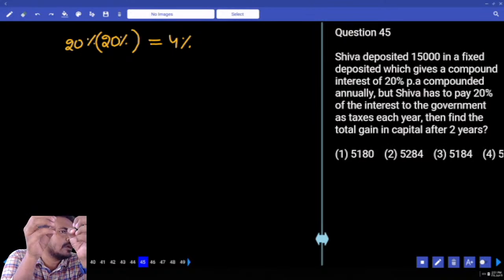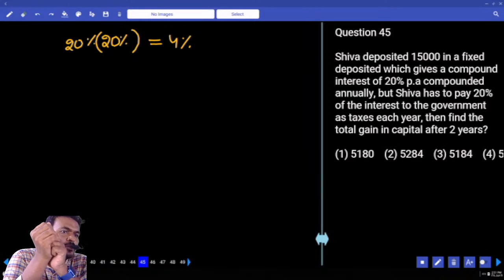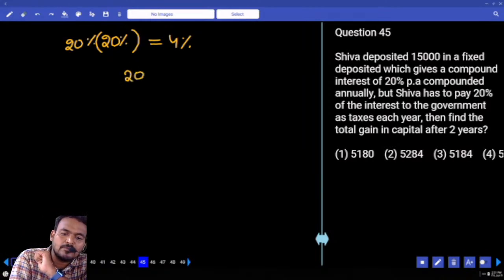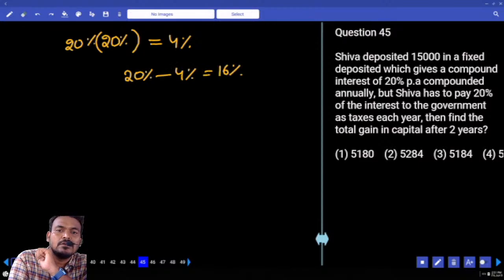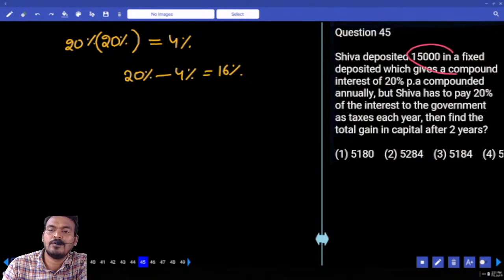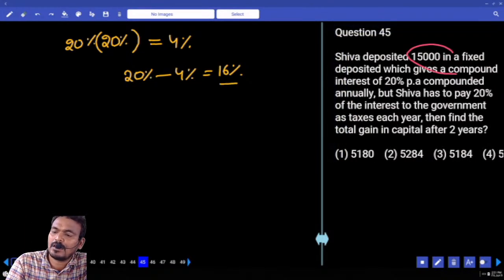Means every year he receives only 16% or 20%? 16%, out of 20%, 4% is tax. What is the remaining value? 16%. Is that 16% calculated for 2 years or only 1 year? 2 years. What is the principal value here? 15,000. What is 16% of 15,000?